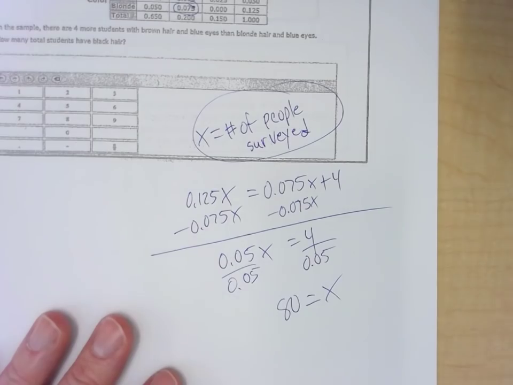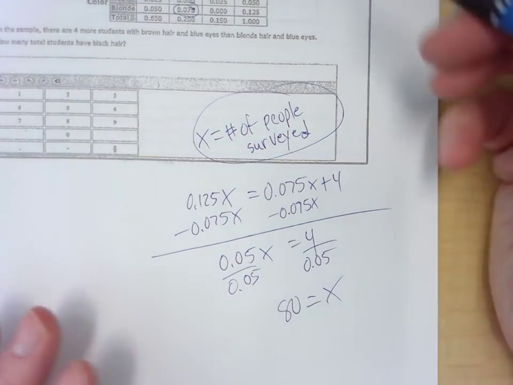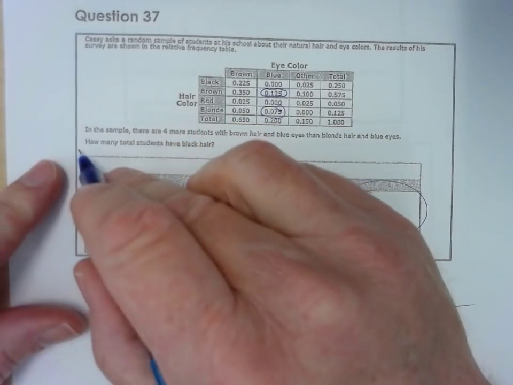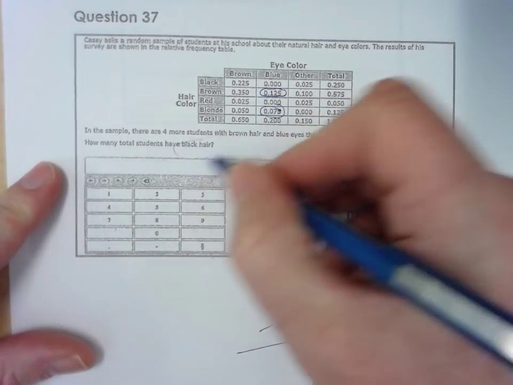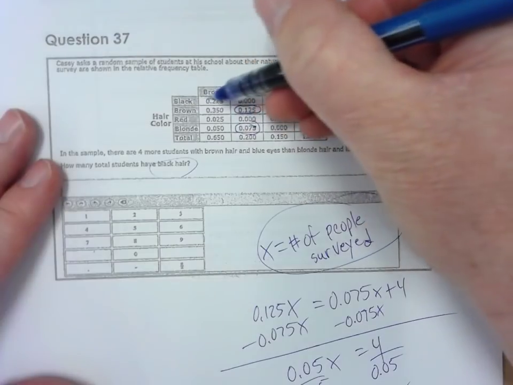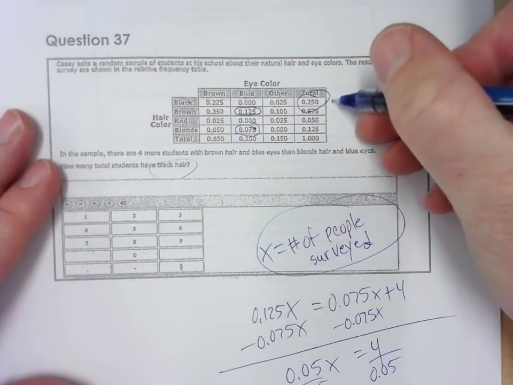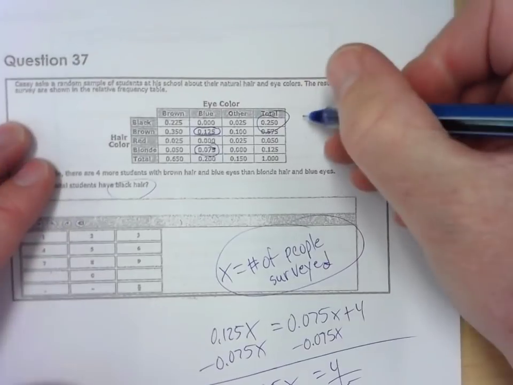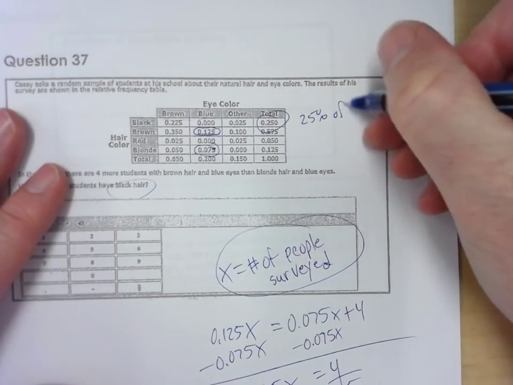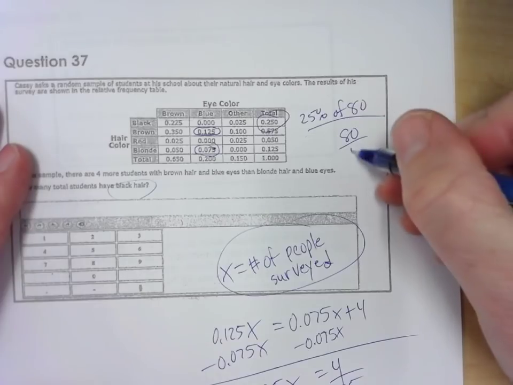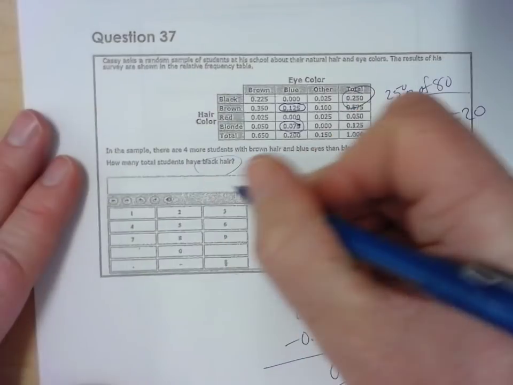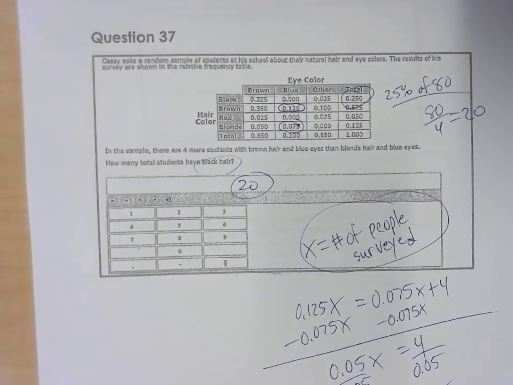Now we want to know the number of people that have black hair. So again, you got to read the last sentence over and over again. So now that we know there's 80 people in the survey, how many people have black hair? So black hair, it's right here. So 25% have black hair. So I need 25% of 80 is the answer. Well, that's a quarter of 80. So 80 divided by 4 is 20. So there's 20 people that have black hair, because there's 80 in the entire survey.